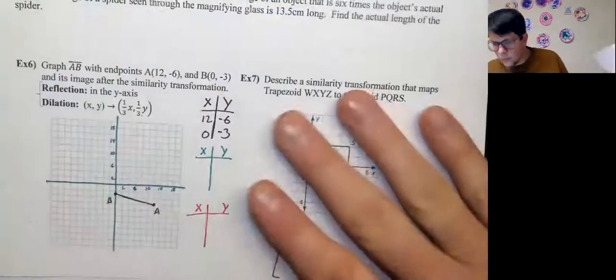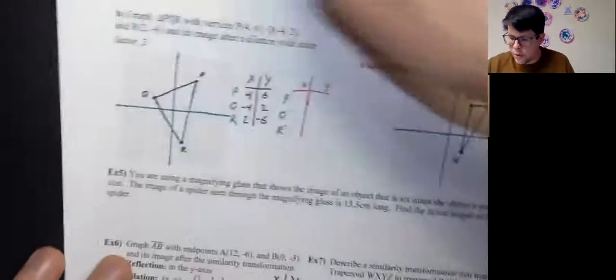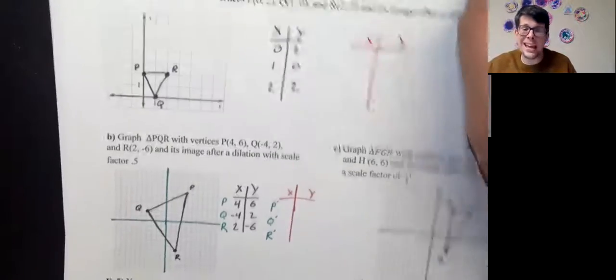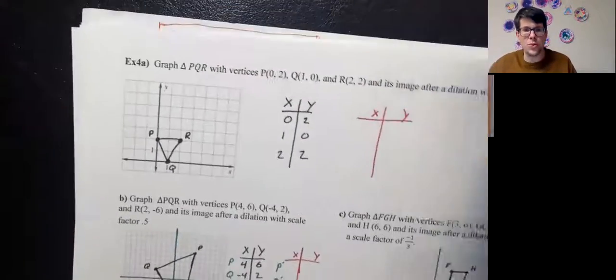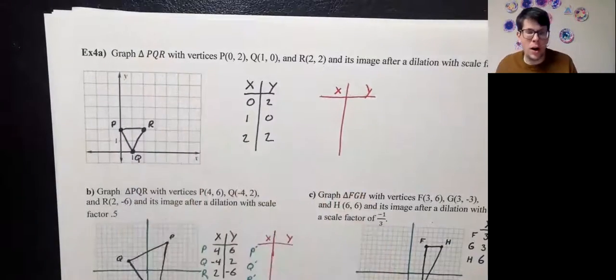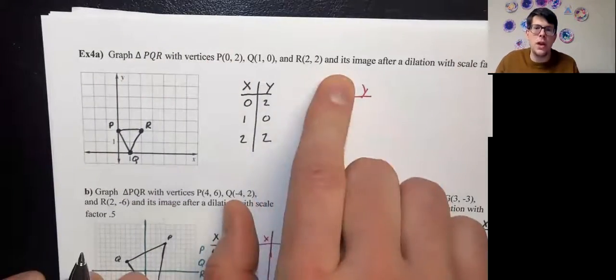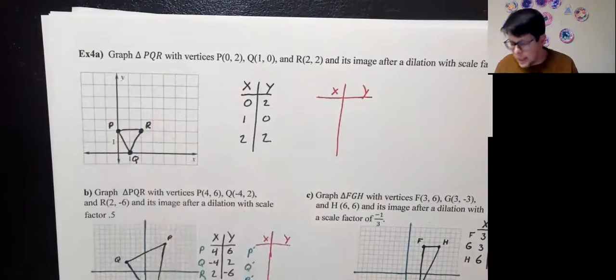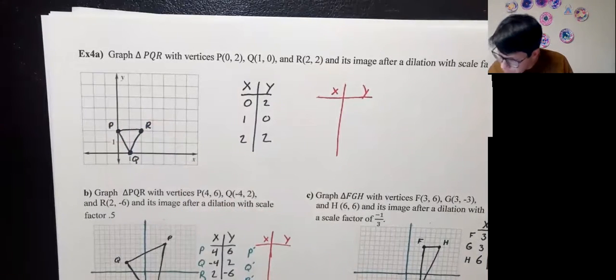Okay, let's move on to the backside. So on the backside, what we're going to do is change things up a little bit by having you draw the graphs yourself. So what we have right here, for example 4A, is a triangle PQR, and there's a couple of points. Now, I've already graphed mine, but you might need to take a couple moments to graph yours.